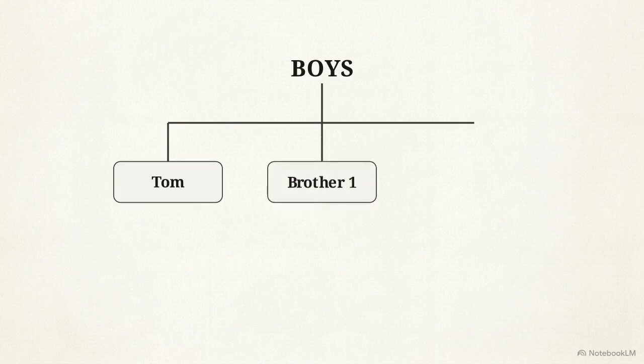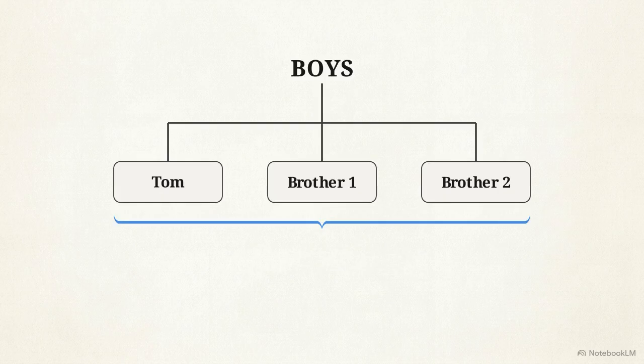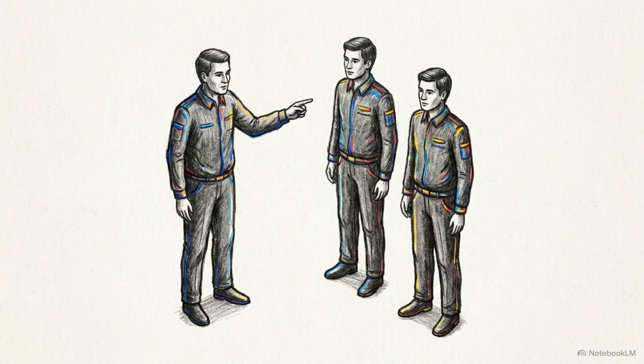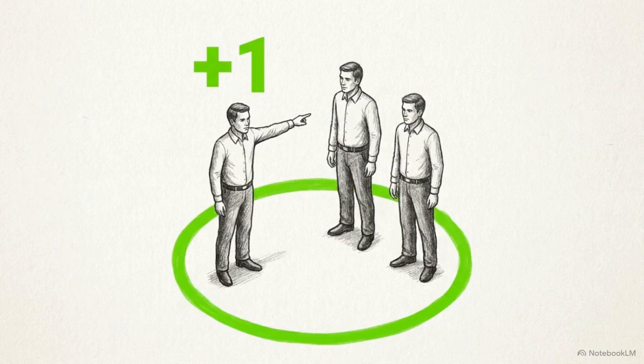Once Tom is accounted for, we can map out the 2 additional brothers he describes. Now the total is clear. Tom plus his 2 brothers equals 3 boys. Whenever a subject describes their own siblings, the final count must include the subject to be accurate.